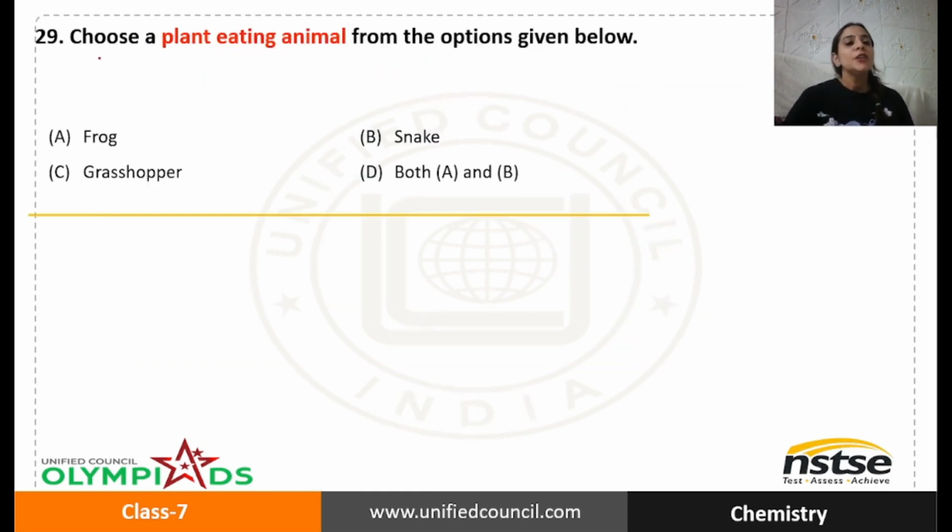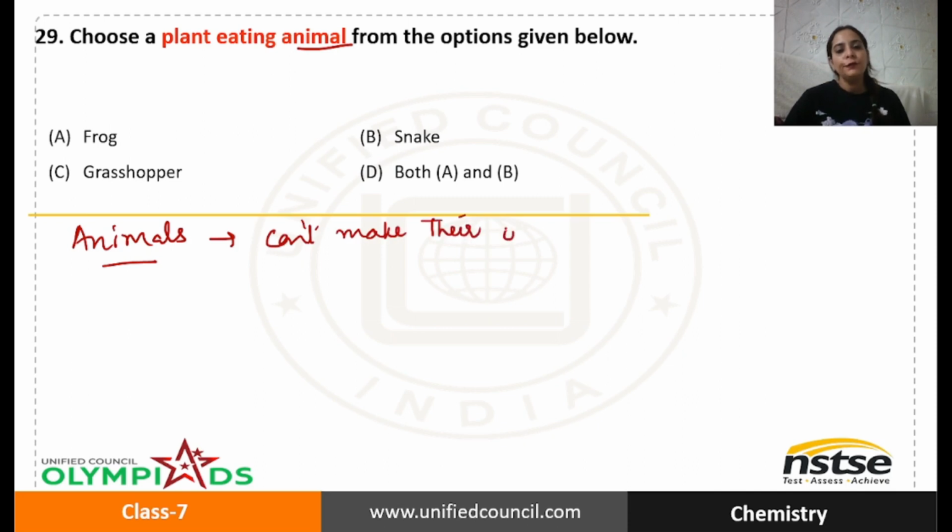Next question. Choose a plant eating animal from the options given below. So we have option A as frog, B as snake, C as grasshopper, and D both A and B. Now let me tell you, we know that animals can't make their own food. Though we can cook it, we cannot make it. Plants can prepare their food by photosynthesis. We cannot do photosynthesis.